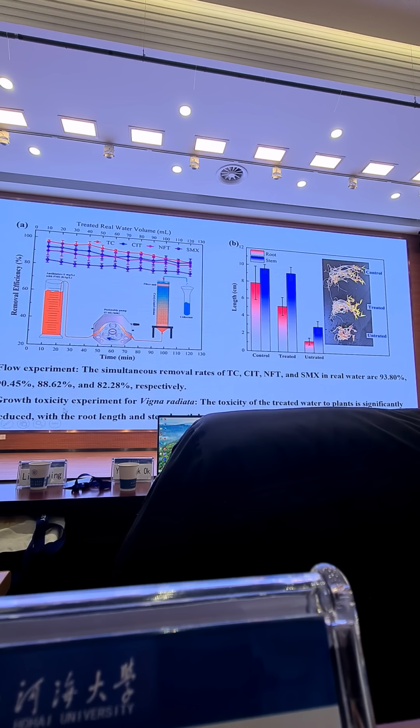So the growth toxicity experiment, we also did that work. Toxicity of the treated water to plants significantly reduced, with the root length and the stem length being very, very close to those of the control group. So that's a very important part. We don't want the toxicity produced during the whole process to affect plant growth.